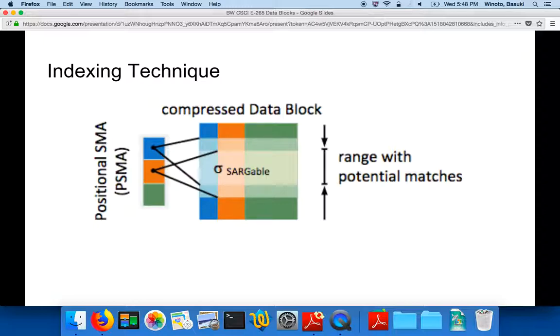And this is how the positional SMA helps scan operations, because the positional SMA points out the index within that block. So whenever we do a scan on a particular index and it's not in that block, we can easily identify that through the positional SMA.